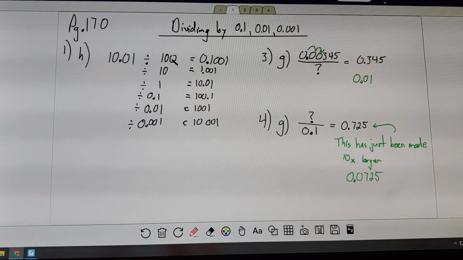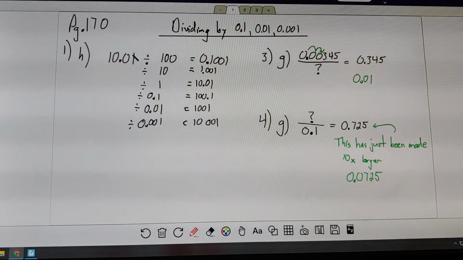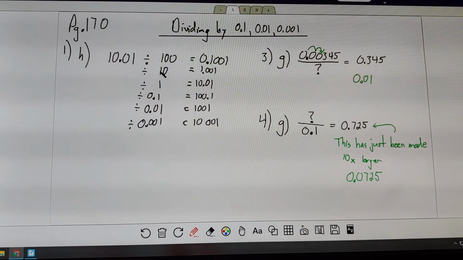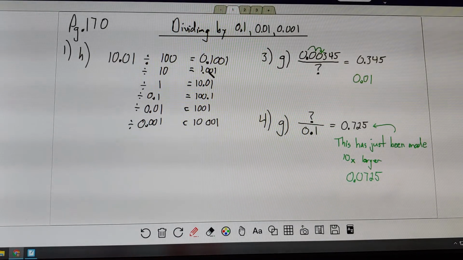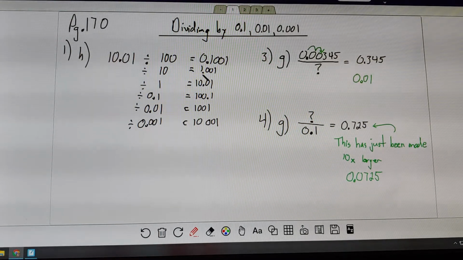So if I'm dividing by powers of 10 greater than 1, this gets smaller. So this gets smaller by a power of 100, so 2 decimal places, so 1, 2. By a power of 10, it gets smaller by 1 decimal place, so it just goes from there to there. So 1 spot. Dividing by 1 doesn't change at all.